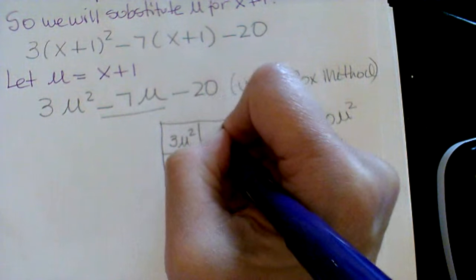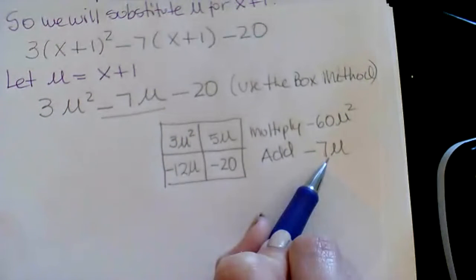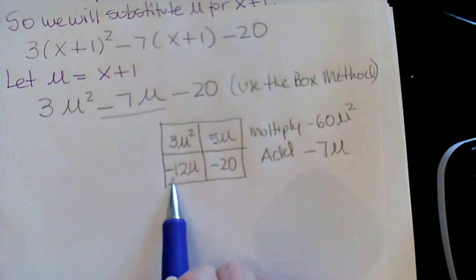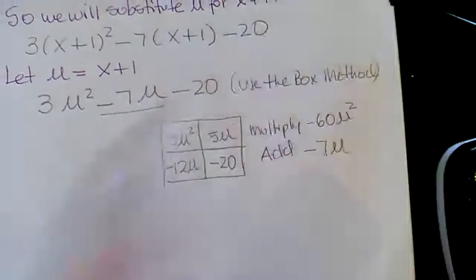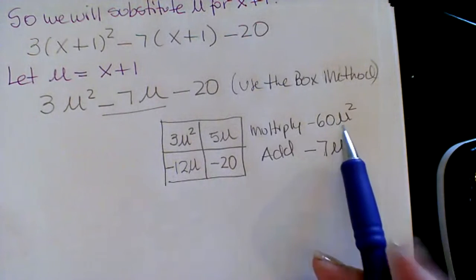When I add them, what do I need in order to get negative 7? This needs to be negative. Negative 12u plus 5u gives me the negative 7u. And if I multiply negative 12u times 5u, it gives me the negative 16.